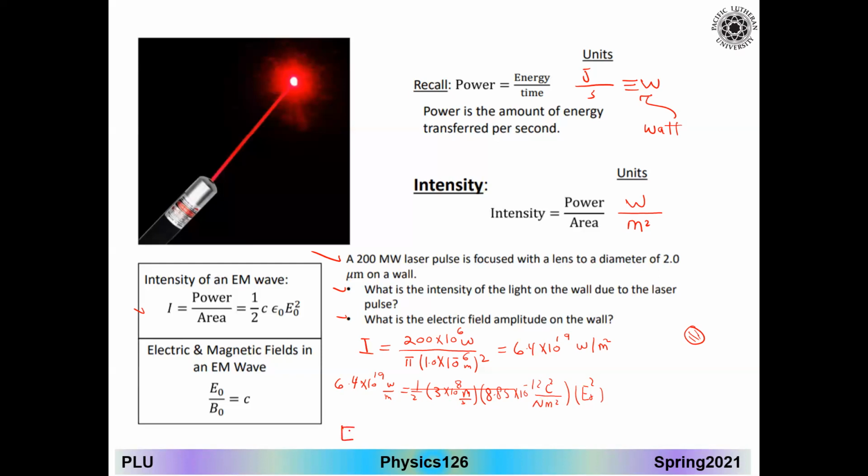So we end up with the E from this formula here will be 2.2 power to 11 volt per meter, which is a very large electrical field here. That's why we mentioned that laser is very dangerous to use.